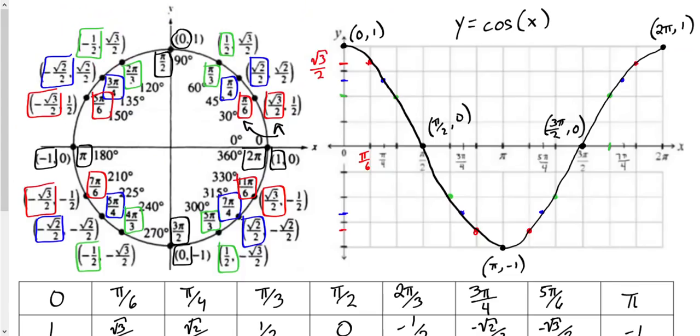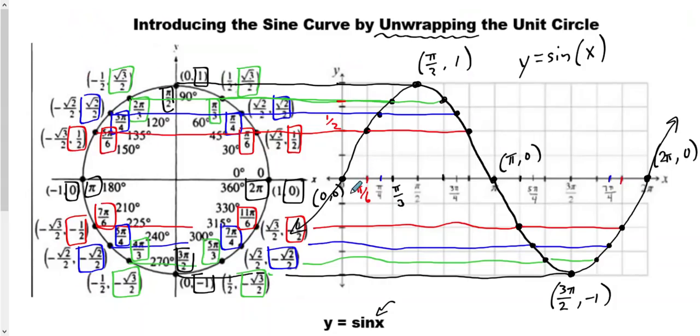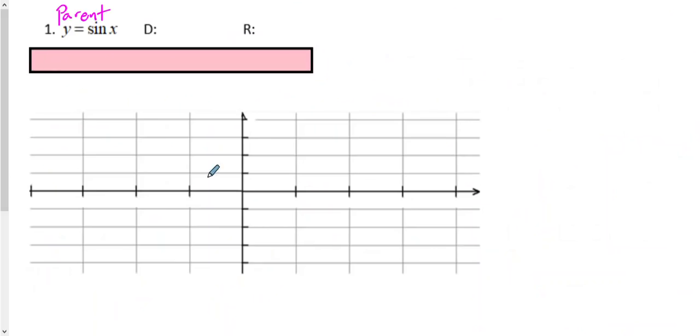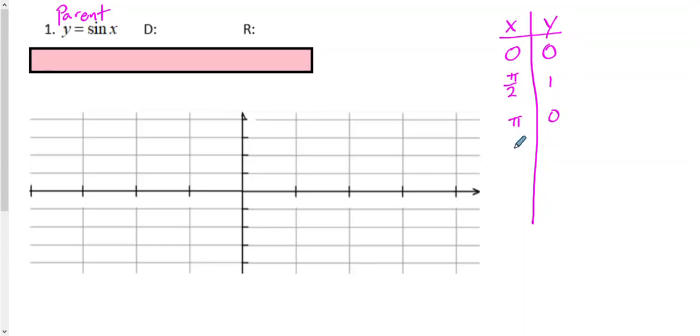So I don't have to do the work again. I already did it here. And what I'm going to do is look at these 5 points that I labeled and use them as my reference. I'll go ahead and draw a table over here. I know that I have these 5 points: (0, 0), (pi over 2, 1), (pi, 0), (3 pi over 2, negative 1), and (2 pi, 0).